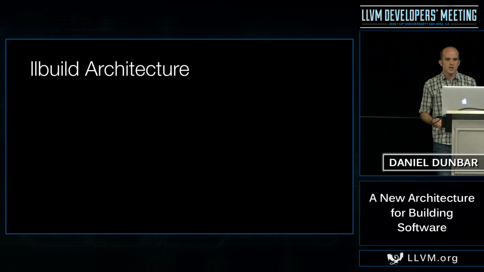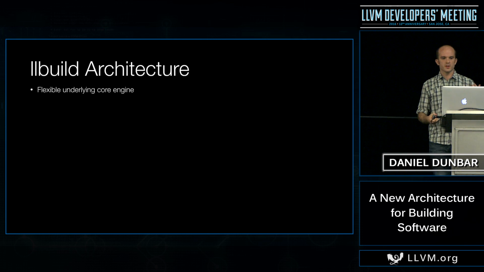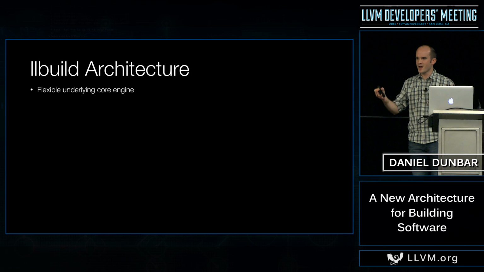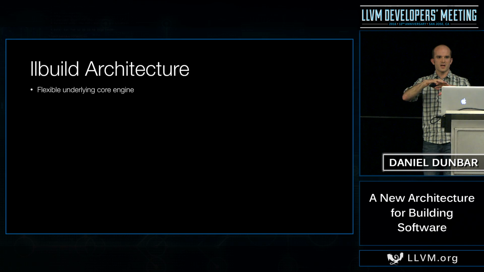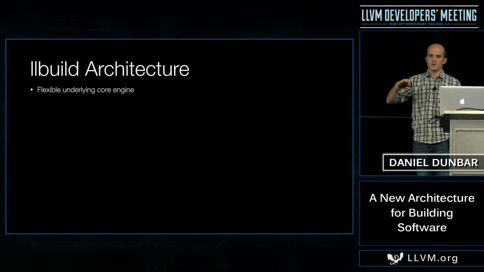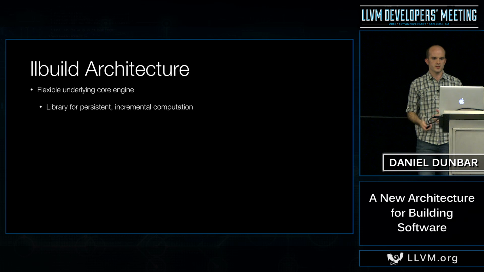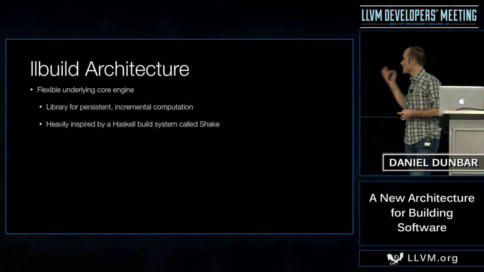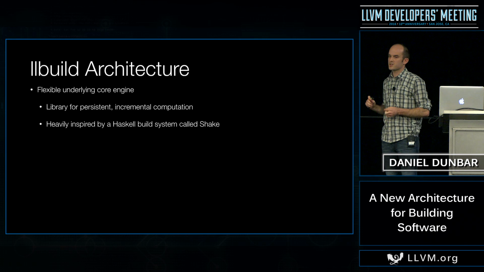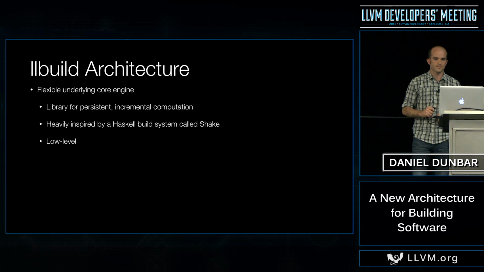So I want to go through the architecture very quickly. llbuild is built on this idea of a flexible underlying core engine. And you could think of this as kind of the LLVM IR equivalent, where it's designed to be this common denominator between the high-level things, the build systems, and the lower-level optimizations. And at this level, it's really just a library for persistent and incremental computation. And to give credit where credit's due, this is very heavily inspired by this Haskell build system called Shake.